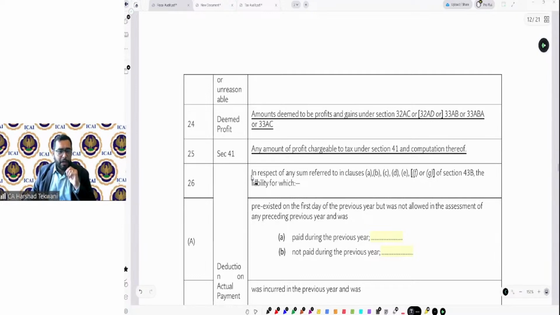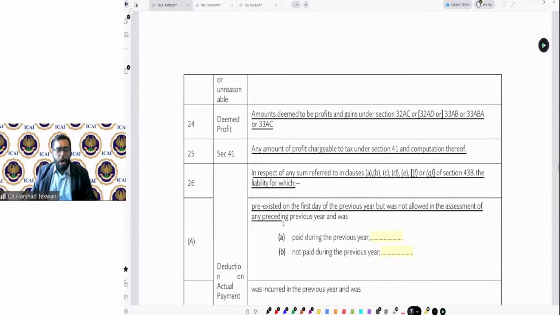Clause 26. In respect of any sum referred to in clauses A, B, C, D, E, F, G of 43B, the liability for which pre-existed on the first day of the previous year but was not allowed in the assessment year of any preceding year, was paid during the year or not paid during the year.